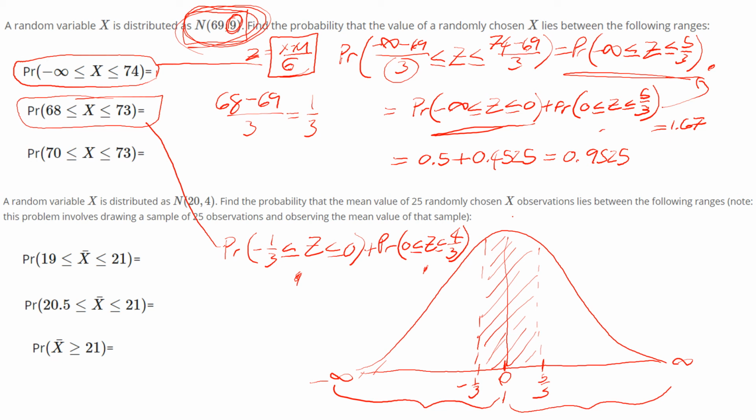And it turns out that those values are 0.1293 plus 0.4082. And that is the probability. Once you've summed that, you'll find the probability that X lies between 68 and 73. Okay.